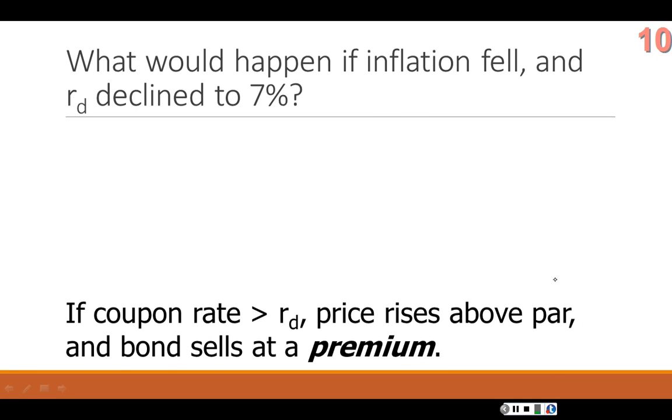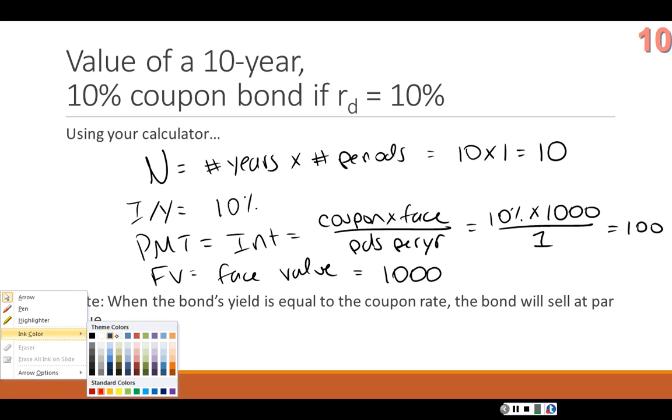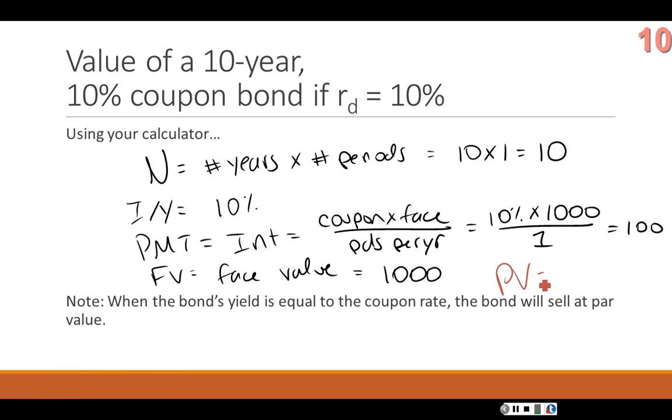So the present value is $1,000. We're willing to pay $1,000 for this bond. One thing to note is that any time that the yield is equal to the coupon rate, so anytime the required return and the coupon rate are equal, the bond will sell at par. That means that it's going to sell for the face value of the bond. So the face value and the cost of the bond will be the same.